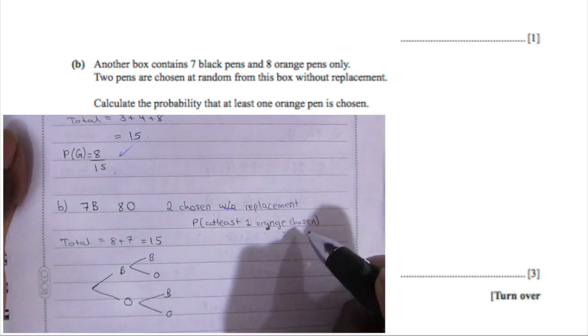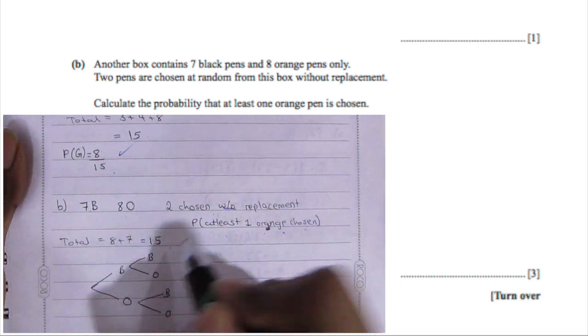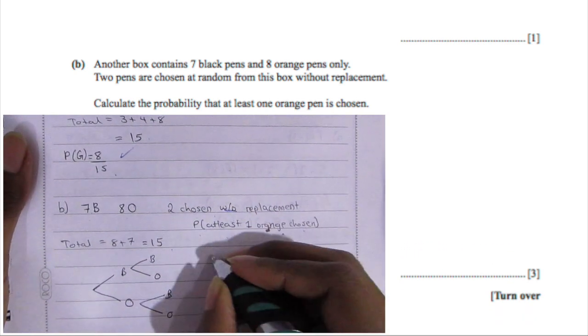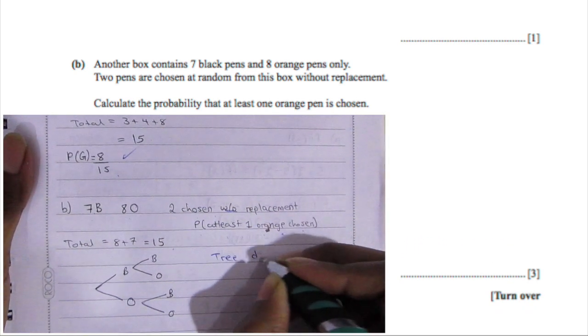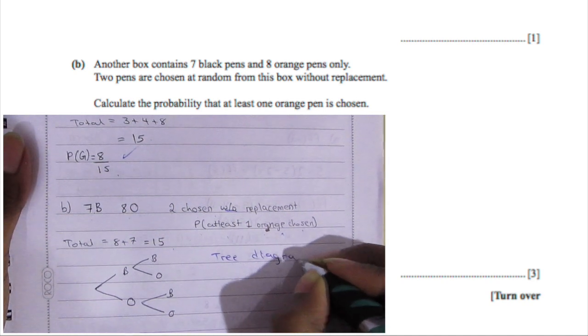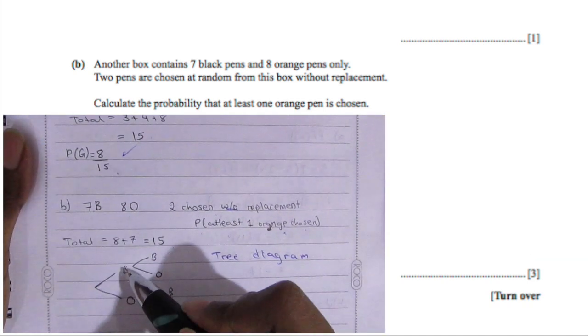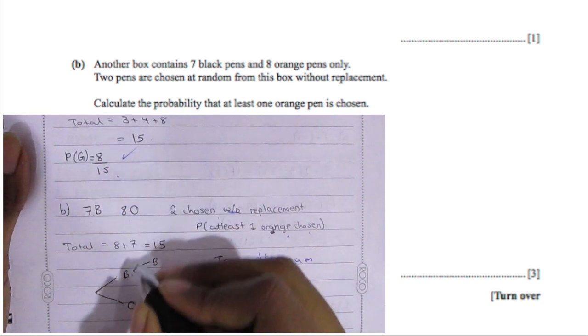Now another box contains 7 black pens and 8 orange pens. And when you take it out, you don't put it back. That's what they said. And 2 pens are chosen at random, right? So find the probability that at least 1 orange is chosen.